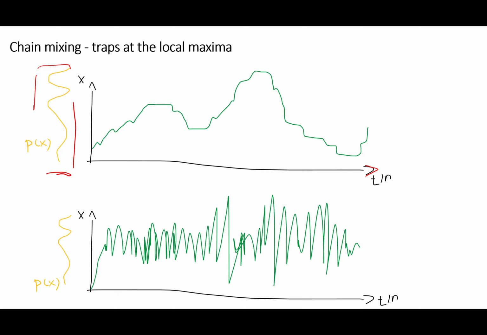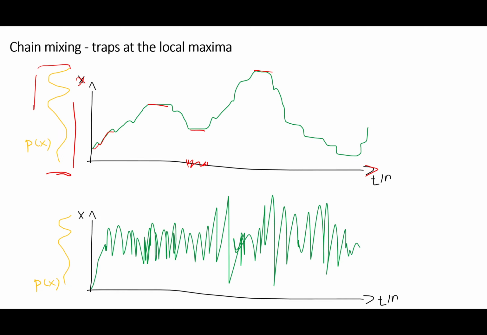Basically, what I can see is that if this green line has these plateaus, it means that it is stuck in some region. So it's stuck at this value of x of the proposal samples for some time. And therefore, it's showing that I have some problem with the peaks, or I am getting stuck in the peaks.